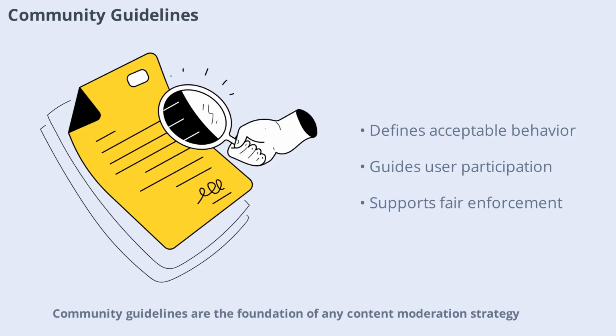Community guidelines are the foundation of any content moderation strategy. These rules outline what is and isn't acceptable on a platform, helping users understand expectations and consequences. Clear, transparent guidelines make it easier for moderators to enforce standards and for users to participate responsibly. Platforms should regularly update guidelines to address emerging issues and ensure they reflect community values and legal requirements.